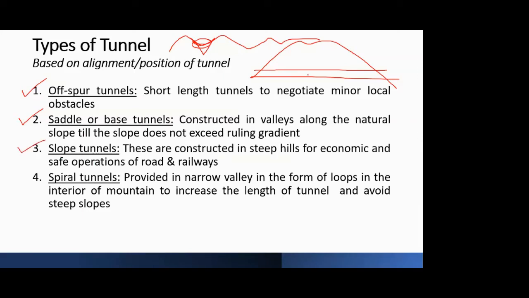Then you have slope tunnels, which are the ones where you have a gradient inside the tunnel itself, and that's a pretty steep gradient. So those are the slope tunnels. And then you have spiral tunnels. Spiral tunnels are those in which you have very sharp curves inside your tunnel itself. I'll discuss these two in detail in the next slides, with the help of an example.